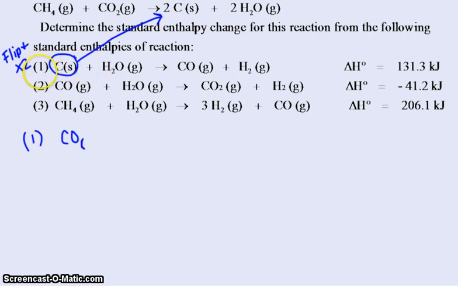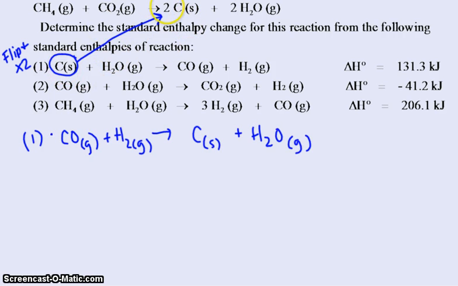I'm first going to start by flipping the first reaction, and the reason I'm going to flip it is notice it has carbon solid, which I need in my final reaction, but it's on the wrong side. Also, I need two of them instead of one. So since I need carbon on the right side, not the left, and I need two of them, I'm going to flip it and multiply it by 2.